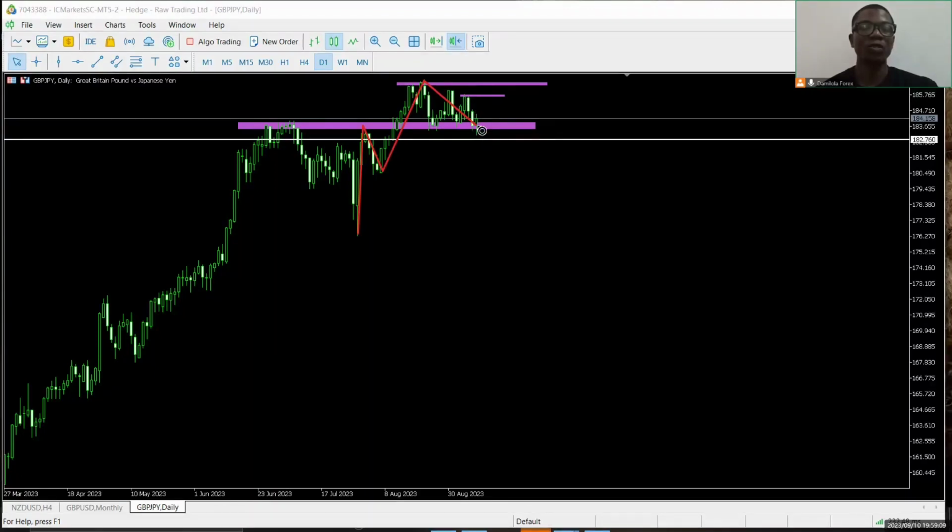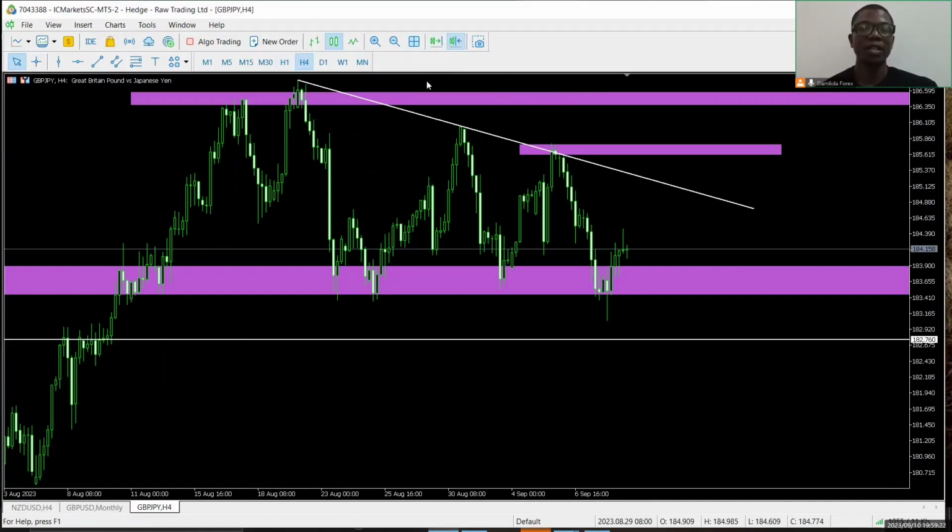Then if we see a change of structure, we know that we are going to buy to this high right here, and if price breaks this high, we know that we are going to come to this high. Okay, so let me show you when price will be valid, and we are going to buy price to this topmost high right here.